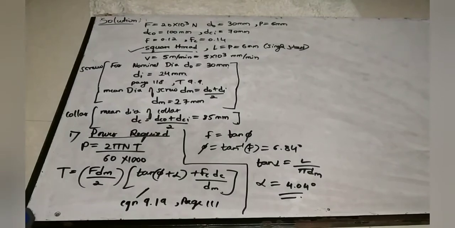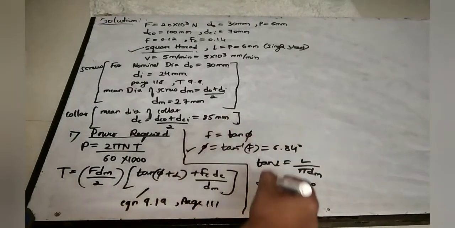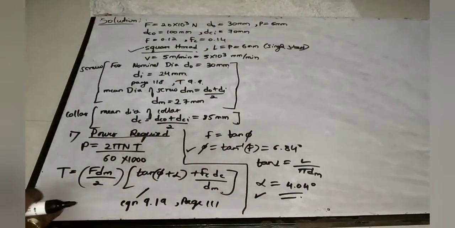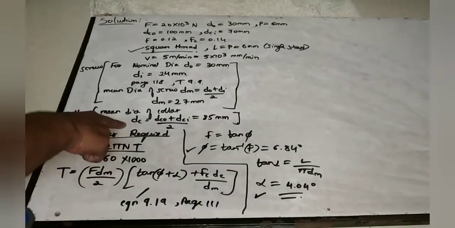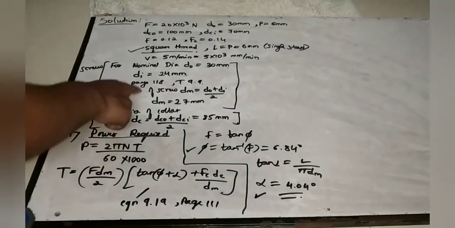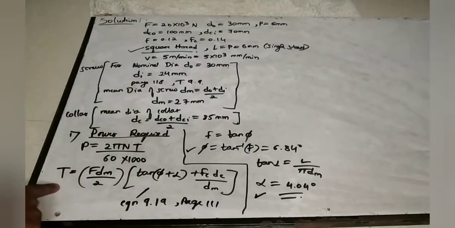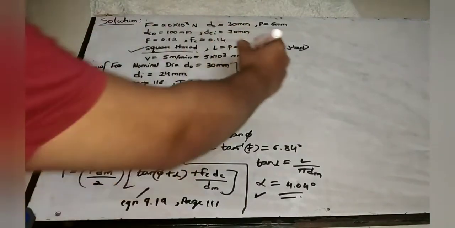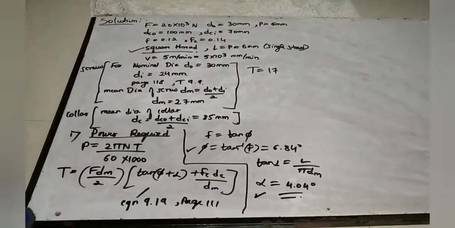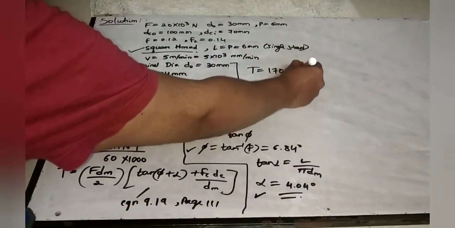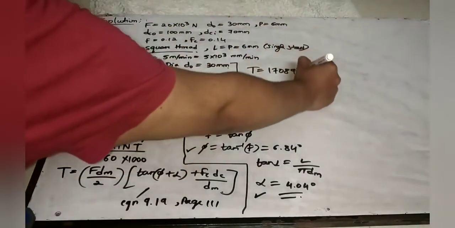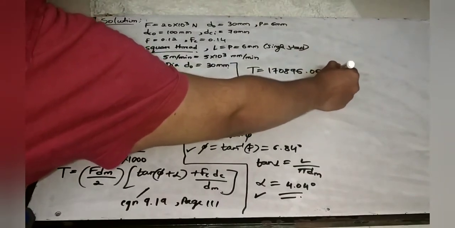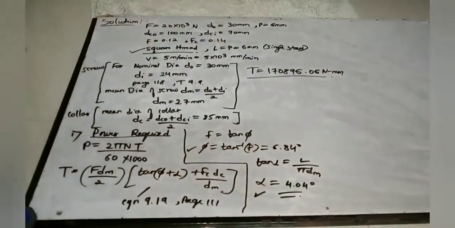So I think you have got all the data now. If you substitute this value and all these given data, DC also you have found, the mean diameter of a collar and the mean diameter of a screw. Substitute in this torque equation. So torque you will be getting as 170896.06 Newton mm. So this is the torque which you have got.